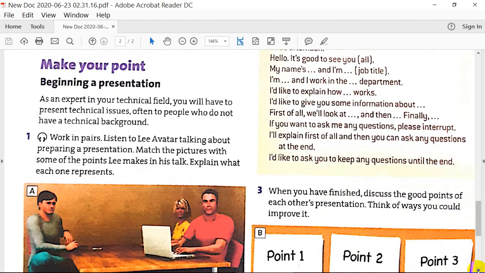This is the presentation. When you are finished, discuss the good points of each other's presentation. Think of ways you could improve it. For example, when you are in a group, after you finish your presentation, try to be flexible, listen to others' opinions, listen to what they are speaking about, and you can benefit for your presentation and from people's points of view when they are speaking.